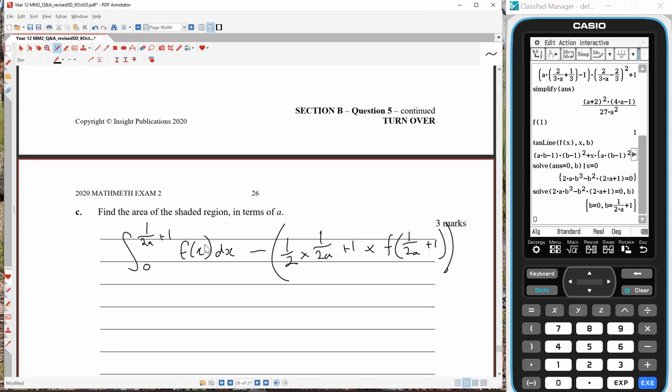All right, so this is full area, take away area of triangle, and that will be the area of the shaded region in terms of A. So that's going to be area function A of A. Okay, let's see how we go.